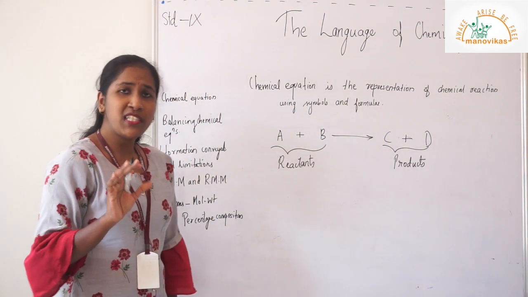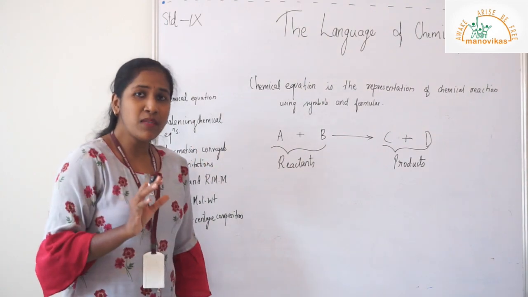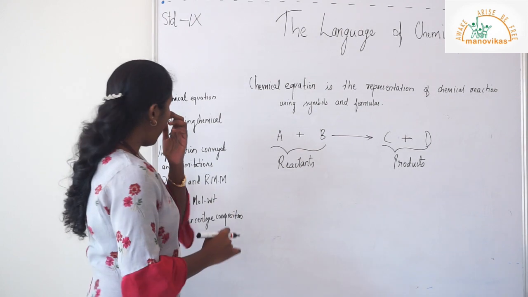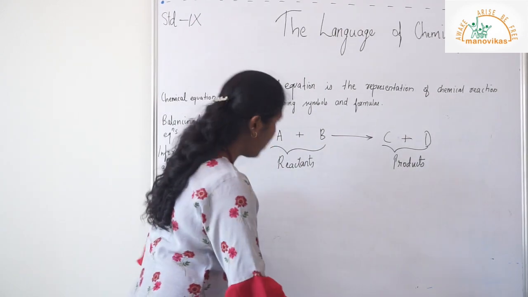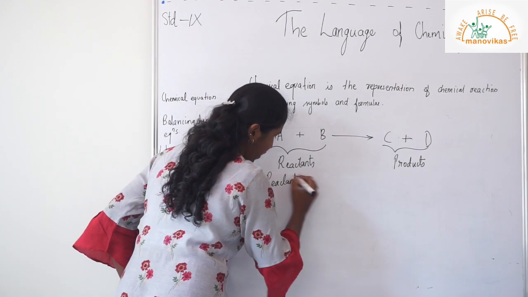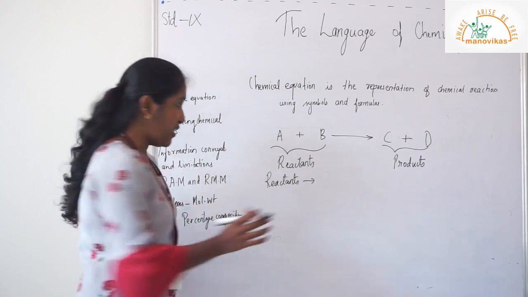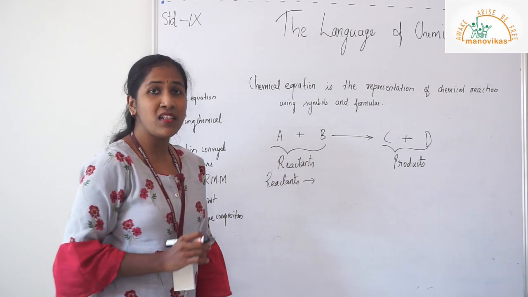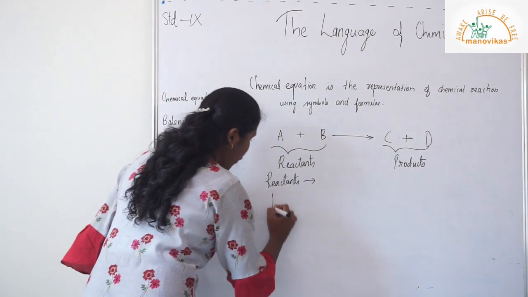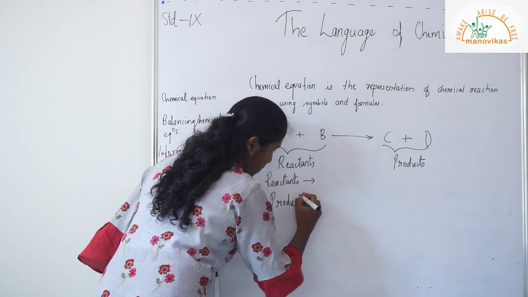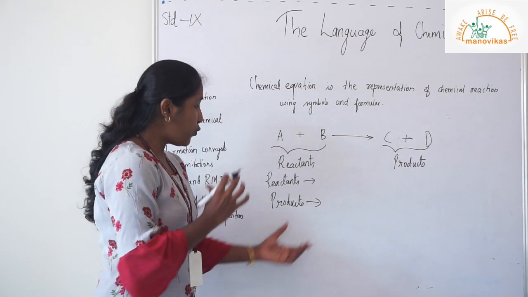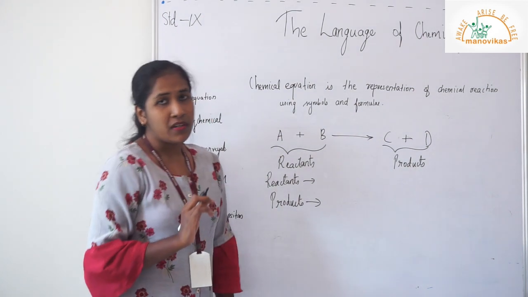The word equation is used because atom is neither created nor destroyed in chemical reaction. Okay? Now, let's see what do you mean by reactant. Reactants are the substance that is taking part in the chemical reaction. So we call it as reactants. And we'll see what do you mean by products. Products are the substance that are being formed due to chemical change in a chemical reaction.